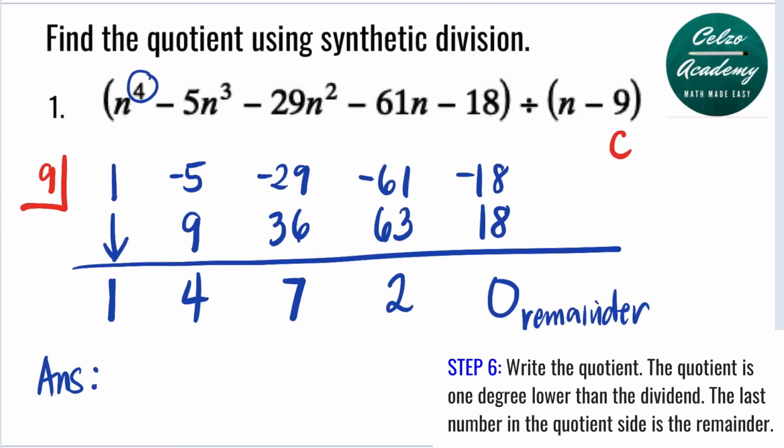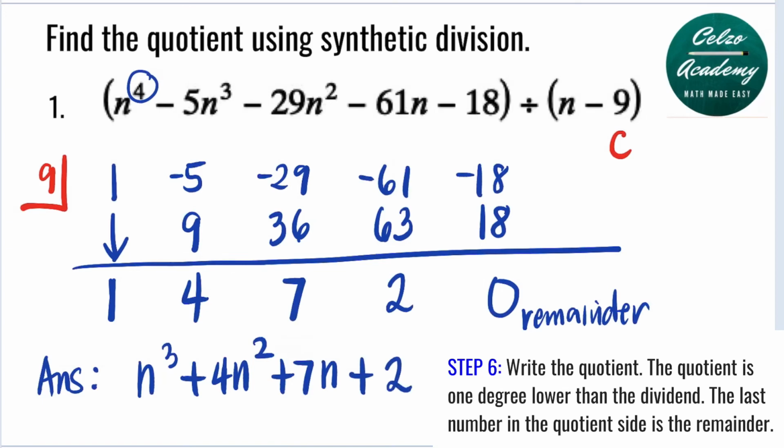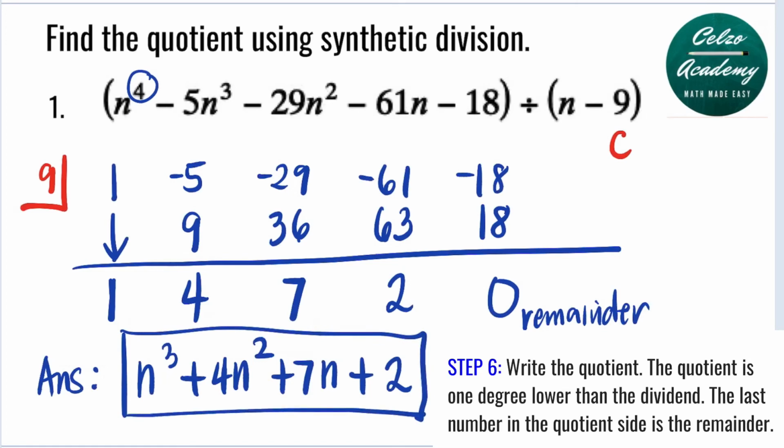So we will have 1n to the third power, or simply n cubed. And then we have the second power, it's positive 4, so we write down 4n squared. Next, we will have positive 7, so we have n to the first. And then we will have the constant 2. So the quotient is n cubed plus 4n squared plus 7n plus 2.